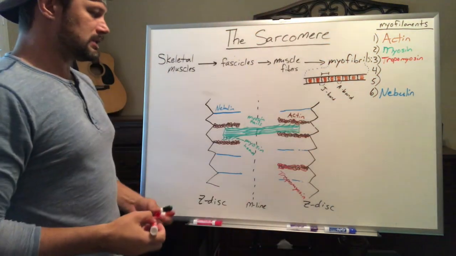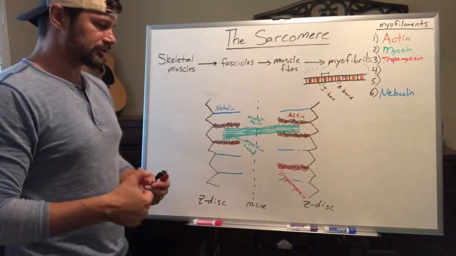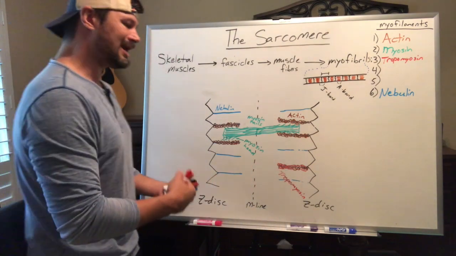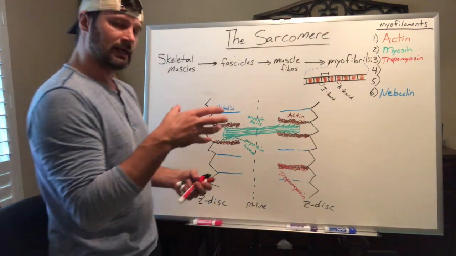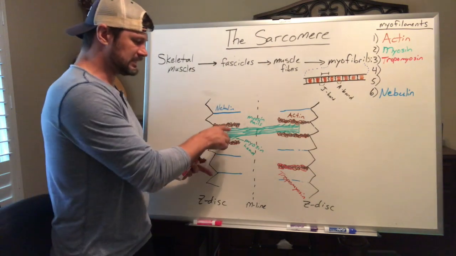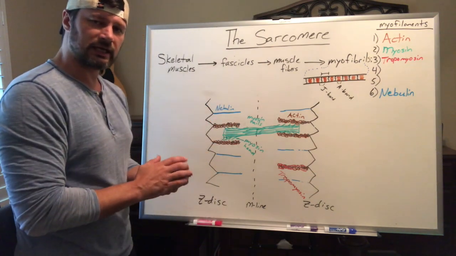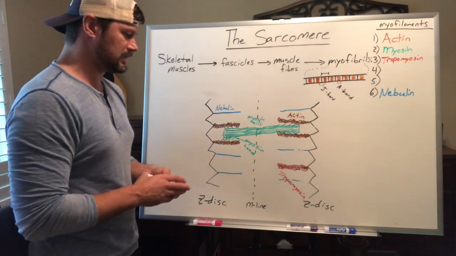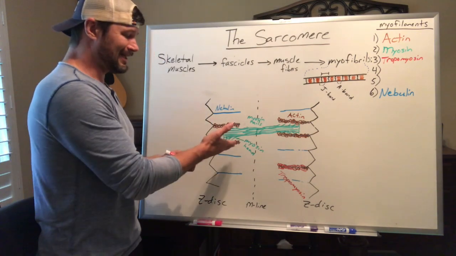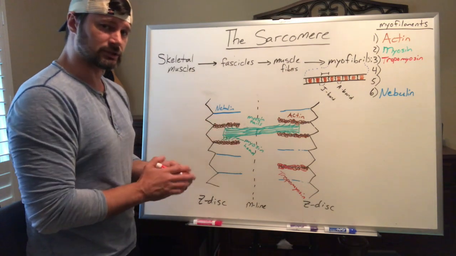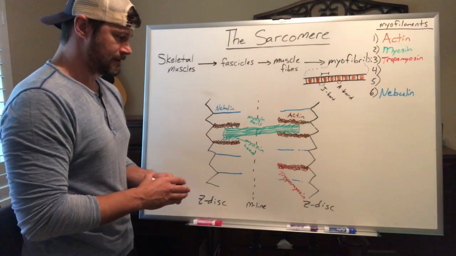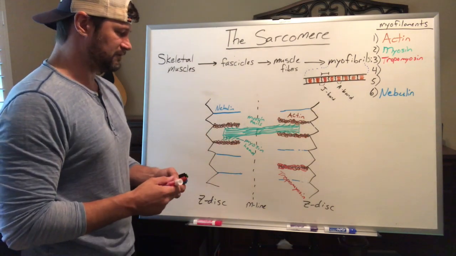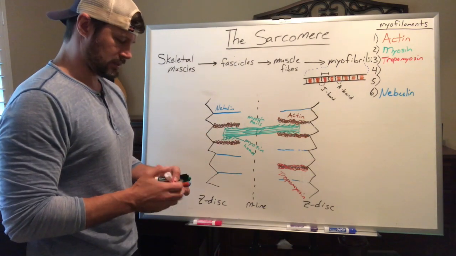And tropomyosin covers these really important binding sites found on each G-actin. Each G-actin has an attraction, or a high affinity site, for the myosin head, and as long as tropomyosin is covering that binding site, the myosin head is not going to be able to interact with that G-actin. So tropomyosin covers that high affinity binding site for the myosin head.